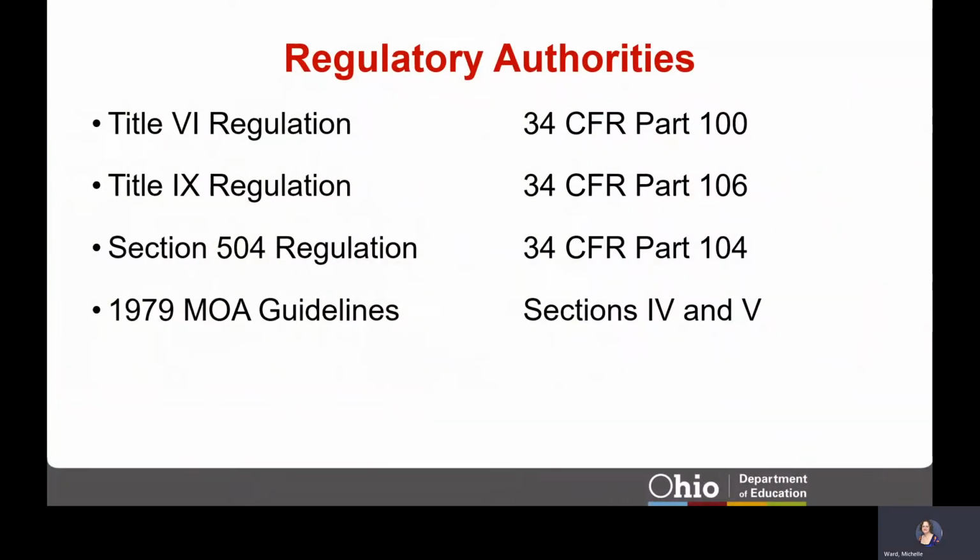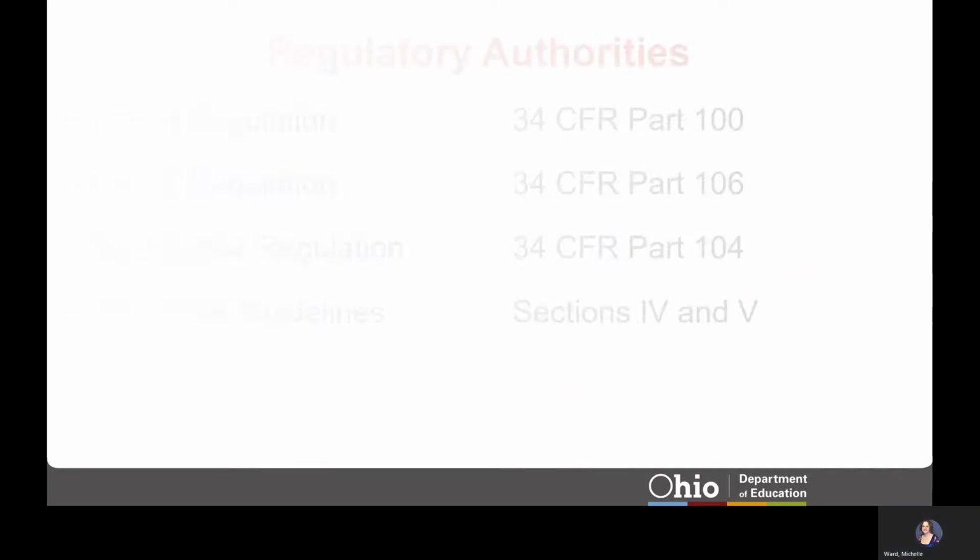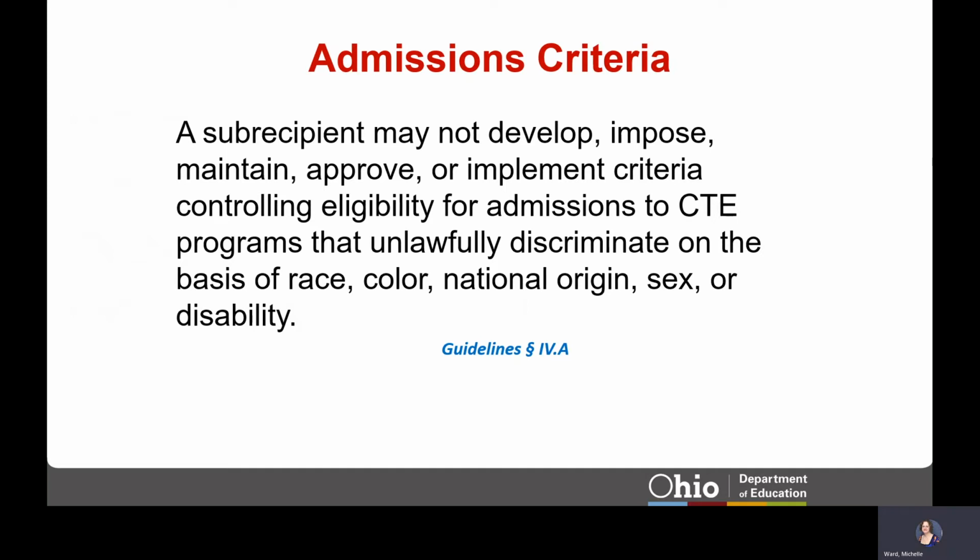The regulatory authorities are listed here. Authority is under Title VI, Title IX, Section 504, and the 1979 Methods of Administration Guidelines. The guidelines state that a subrecipient may not develop, impose, maintain, approve, or implement criteria controlling eligibility for admissions to career technical education programs that unlawfully discriminate on the basis of race, color, national origin, sex, or disability.